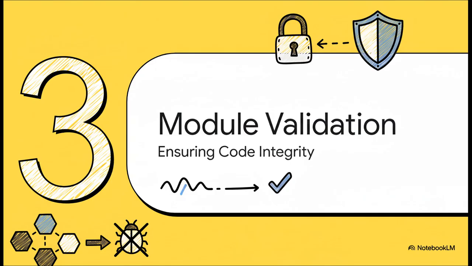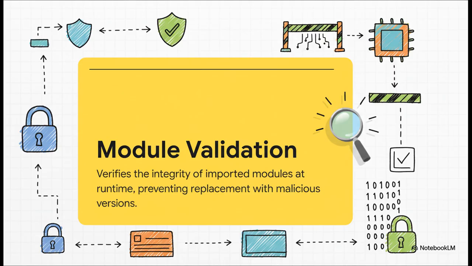All right, let's move on to our next layer of security: module validation. Now, this is a bit of a more advanced tactic, and it's all about ensuring the integrity of your code. So, what is this thing exactly? Well, think about it like this. At runtime, PCGuard does an integrity check on the modules, like your DLLs, that your application imports.